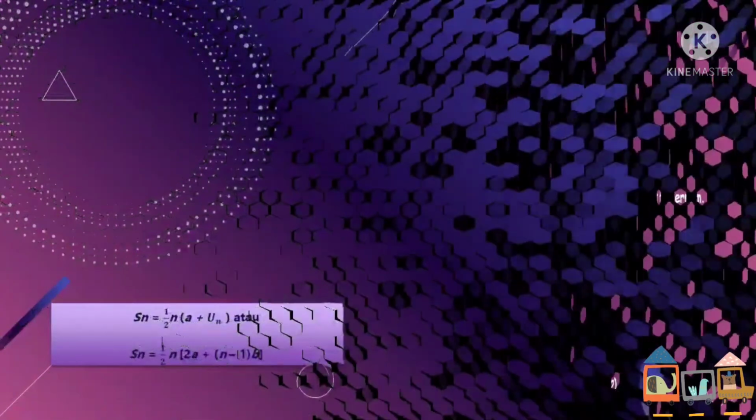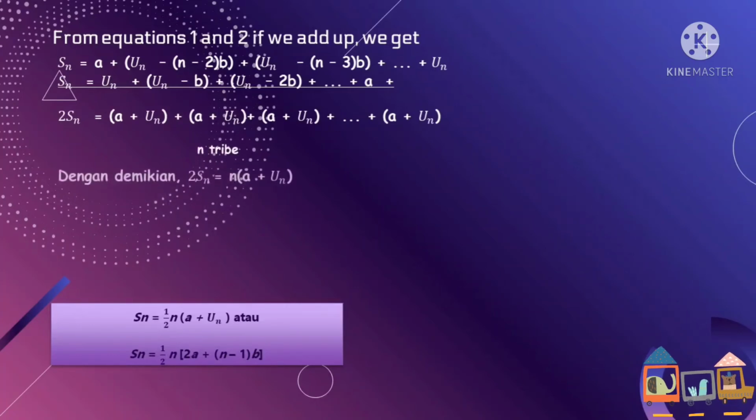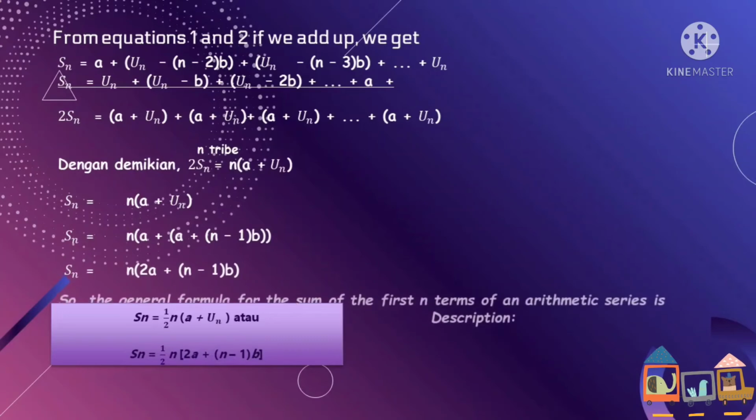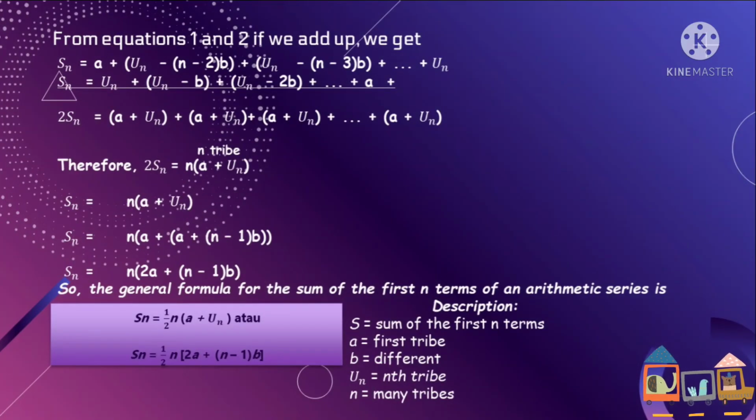From equations 1 and 2, if we add them, we get 2Sₙ equals (a plus uₙ) plus (a plus uₙ) plus (a plus uₙ) plus until (a plus uₙ). Therefore, Sₙ equals n times (a plus uₙ)/2. Sₙ equals n times (a plus (a plus (n minus 1) times b))/2. Sₙ equals n times (2a plus (n minus 1) times b)/2.